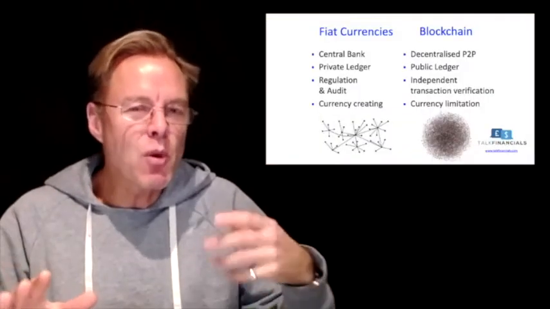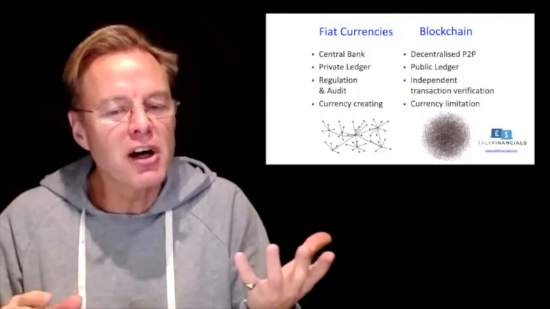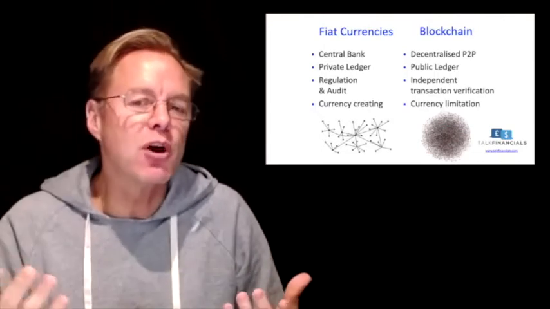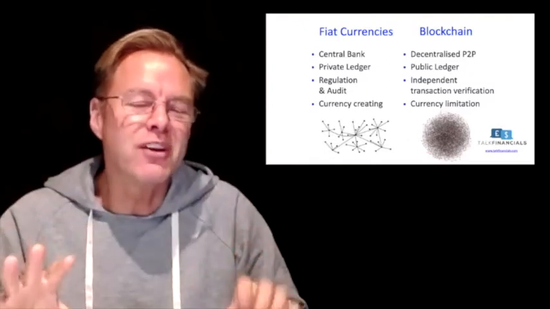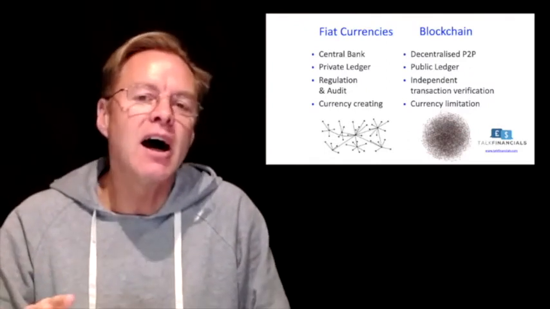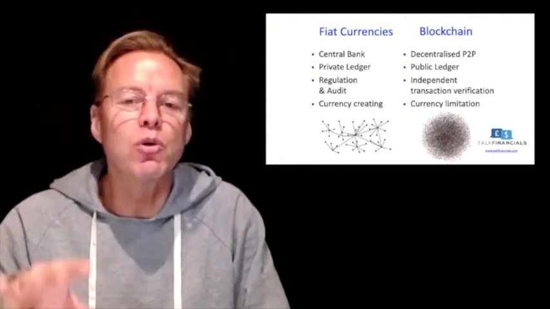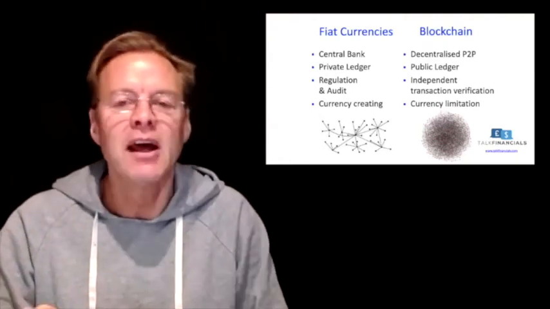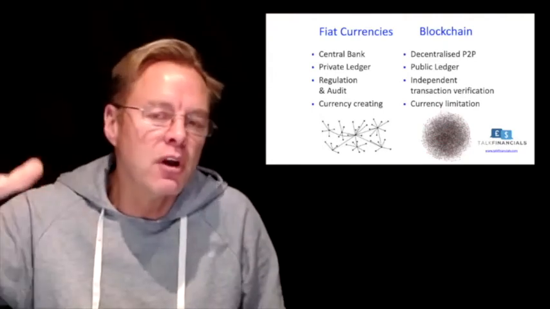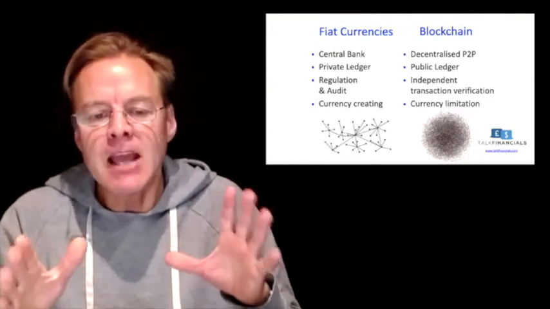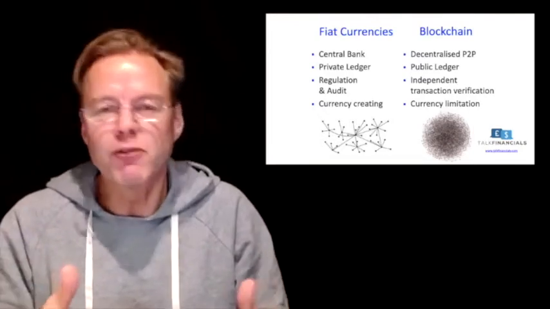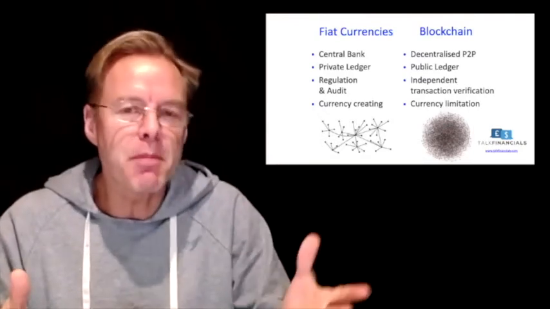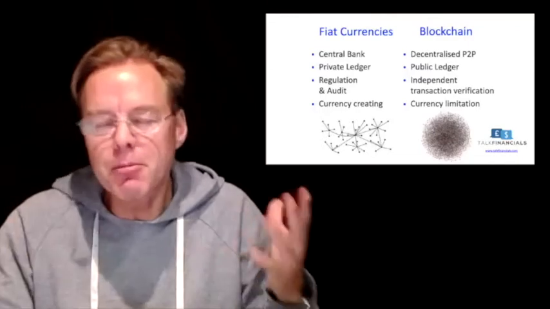Let's look at the difference between a fiat currency and the way it is transferred, and a crypto which is transferred on the blockchain. In fact, Bitcoin sits on the blockchain, other cryptocurrencies use blockchain technology, and tokens sit on top of that. The first one is the fiat currency. It depends on a central bank. We've talked about the Central Bank of America, the Central Bank of the UK, Japan, the People's Bank of China, and so on.